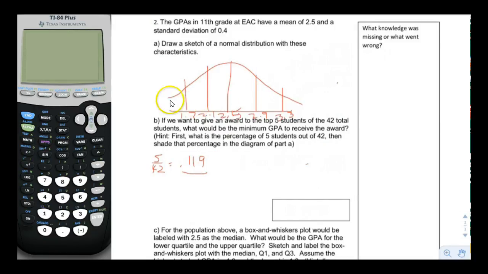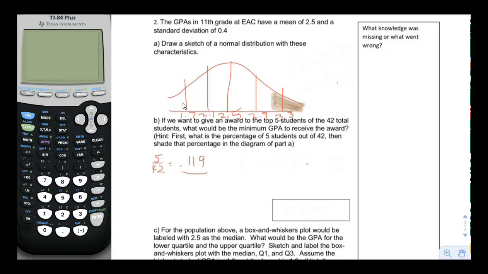Where exactly do we shade this 11.9% on the diagram? Is it here, here, here? Let's say we shade it here. Does that make sense? 11.9% of the people here? Well, it would, except it's the top 5 students, and these students are getting like a 1.7 GPA, so that's not right, right? We want our top 5 students to be up here, getting the 3.0 GPA, right?